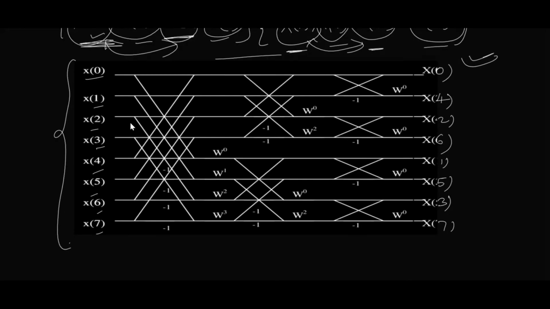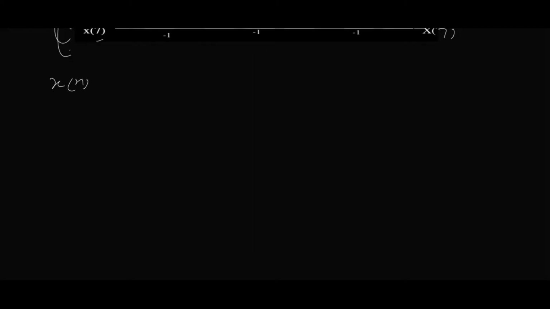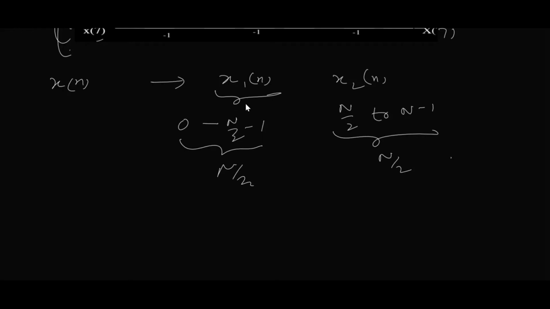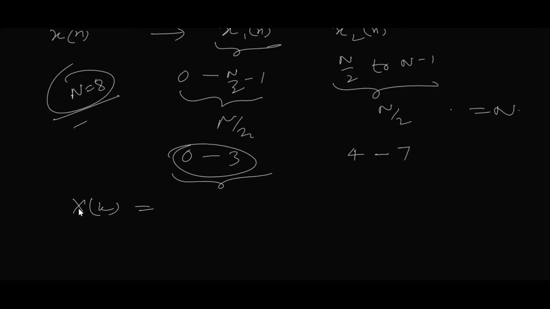For the analysis, we'll break this sequence into two equal parts. If the length of the sequence is N, we'll divide it into N/2 and N/2 parts, but we'll not decimate the samples. Let us say your sequence x[n] is divided into two equal parts, x1[n] and x2[n]. The first ranges from 0 to N/2 minus 1, and the second starts from N/2 onwards, up to N minus 1. Both lengths are N/2, and the total length is N. For example, if N is 8, the first ranges from 0 to 3, and the second starts from 4 and ranges up to 7. Now, the FFT X[k] will be the sum of the DFTs of these two equal parts.